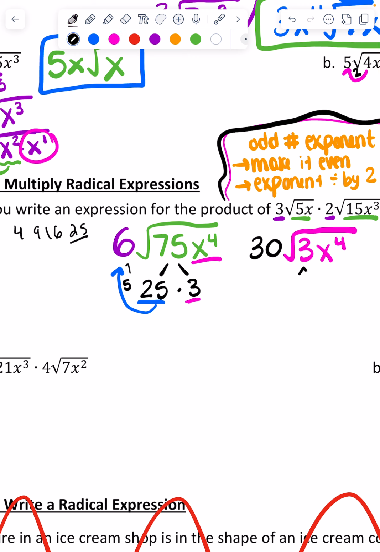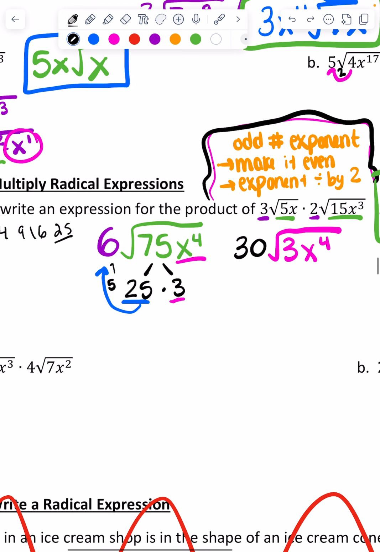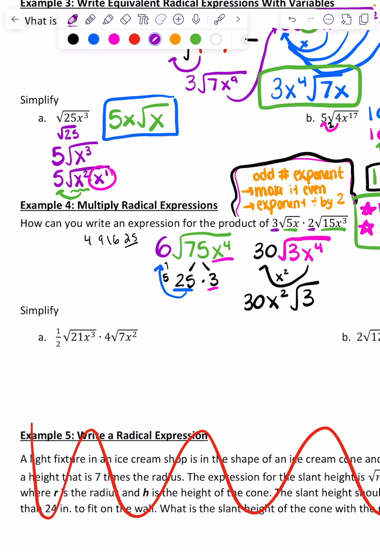All right, this number cannot be broken down any further. That's when we move on to our variables. We can break this down into as many x squareds as we can, or as long as we have an even number exponent, we just want to divide that by 2. That means that I should be able to take out 2 x's, x squared. And when I do that, we join it with the 30. The 3 is left on the inside, and I am left with no x's on the inside of my radical.